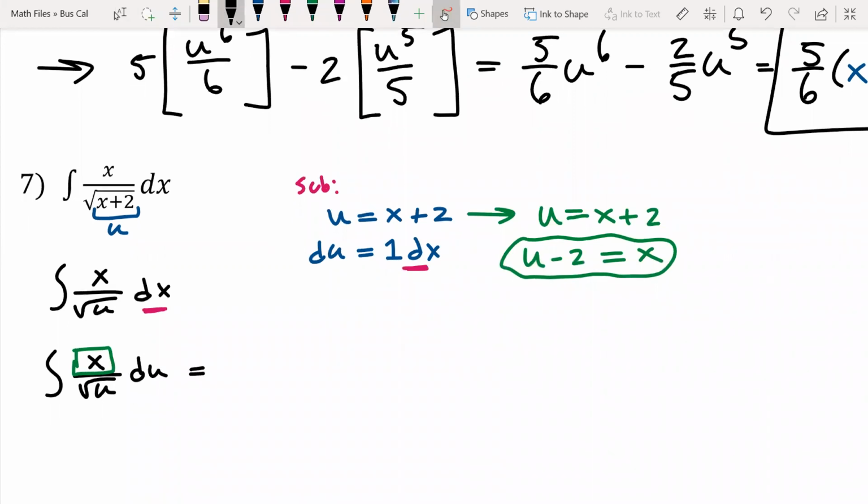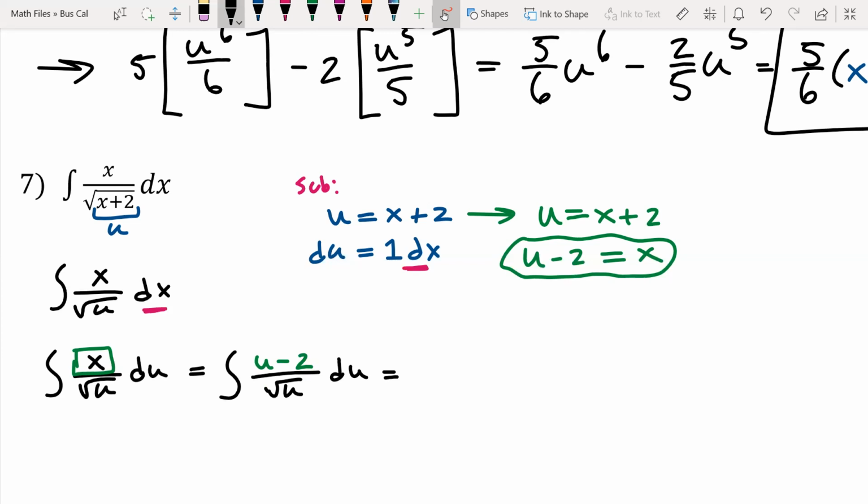So we are going to have the integral of u minus 2 over the square root of u du. So that gets plugged in for x. Okay, and now our integral is all in terms of u. So still more fixing to do.